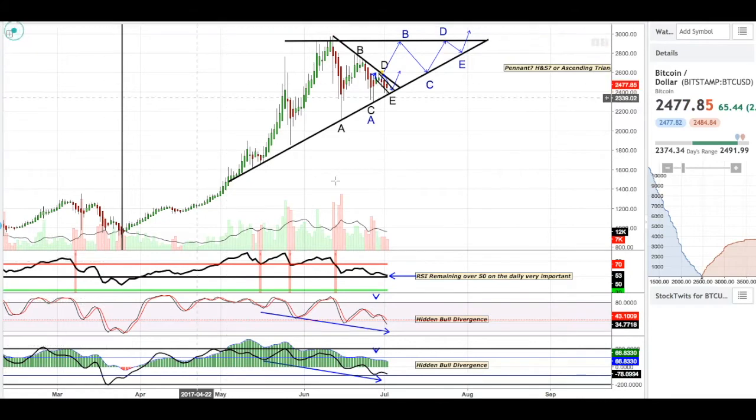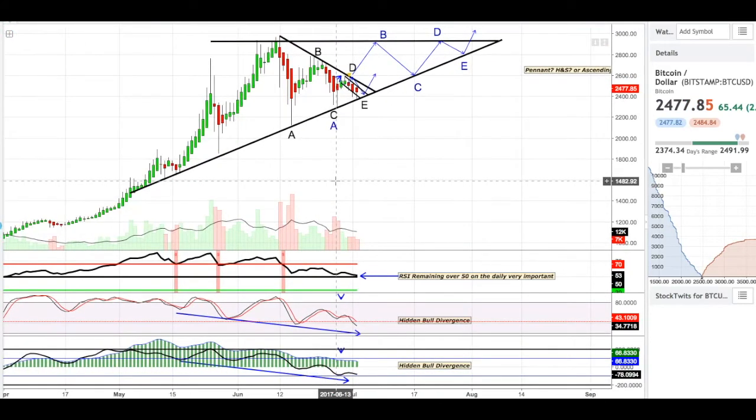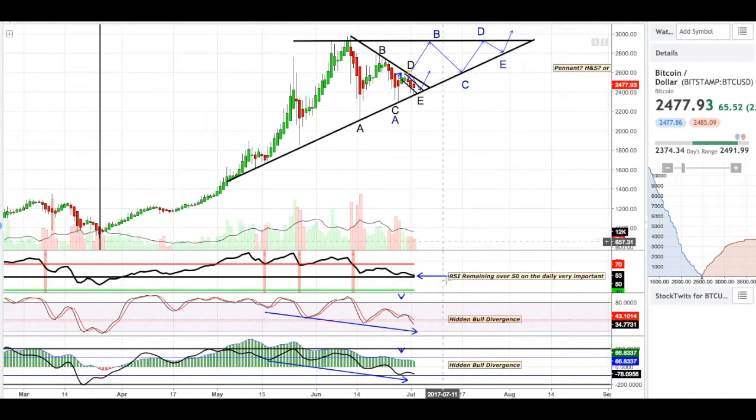I'm seeing some hidden bullish divergences, which is actually what is leading me to come up with these bullish price patterns here and rejecting the head and shoulders possibility at the moment. Another factor is that our RSI is remaining over 50 on the daily, which is very important. If it breaks below the 50 RSI, we could see a longer term reversal, but we have not had the RSI break down below this for many months now.